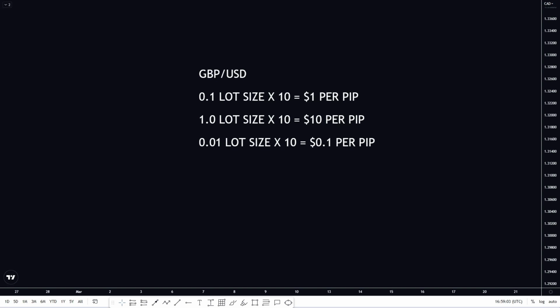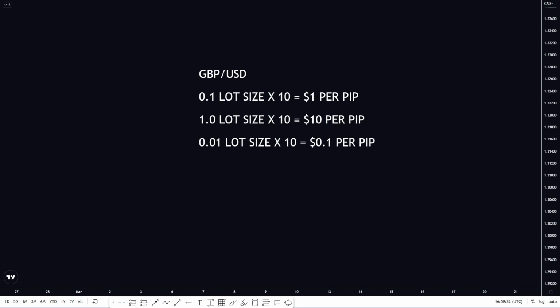So for example, if your account's all in dollars and you're trading pound dollar, you know that when you put a 0.1 lot size on, you're going to be running at a rate of $1 per pip, because you know that my account's in dollars, so I want my pip value in dollars. I'm trading pound dollar, which has dollar as the second pair. So all you've got to do is times your lot size by 10, and that will give you the value.